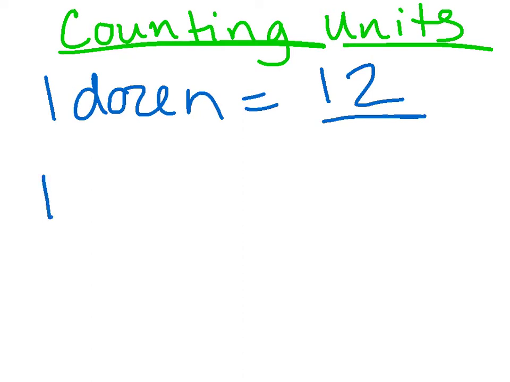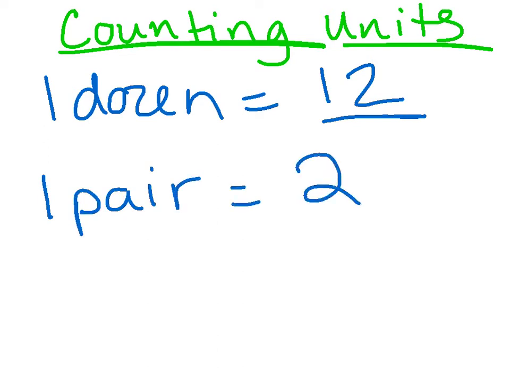Same thing if we're talking about a pair. A pair means two. So if I have a pair of mittens, I've got 2 mittens. If I've got a pair of dogs, I've got 2 dogs. Okay? So counting units help us when we're talking about a specific number of things. And the mole is the same.